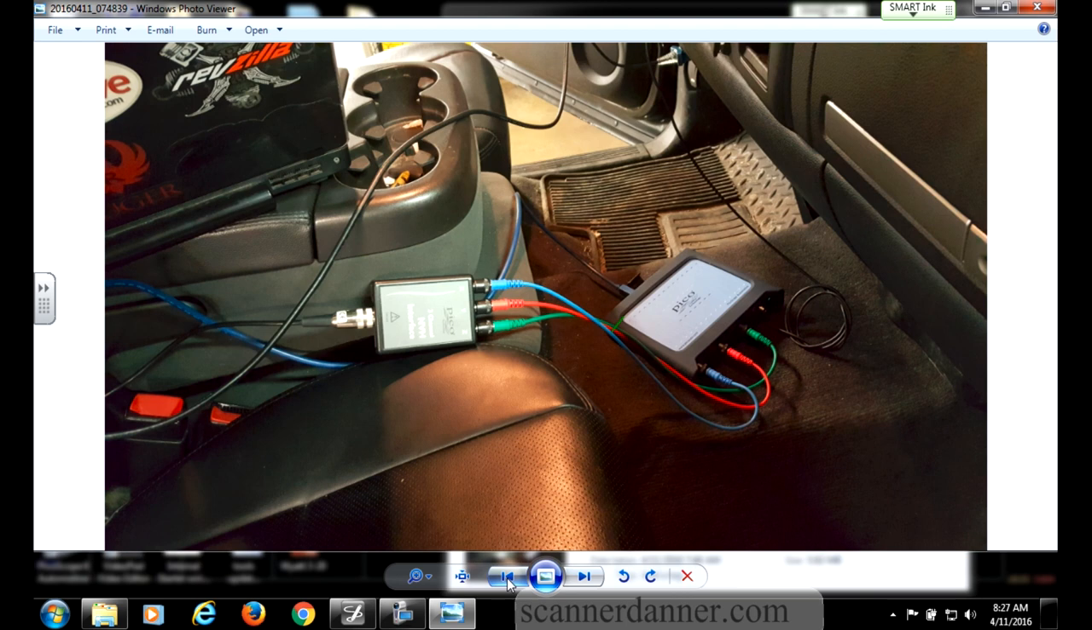Well, I'll talk about it first. The software would be, I tell the scope that I have a V8 engine. I tell it my rear differential axle ratio. I tell it tire size. And then we're plugging into the data link connector as well.